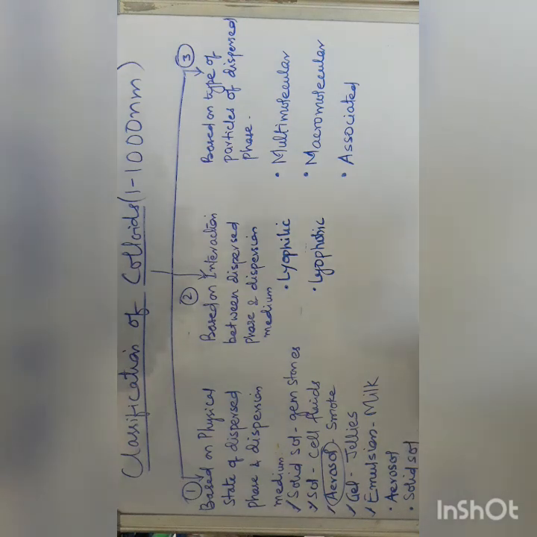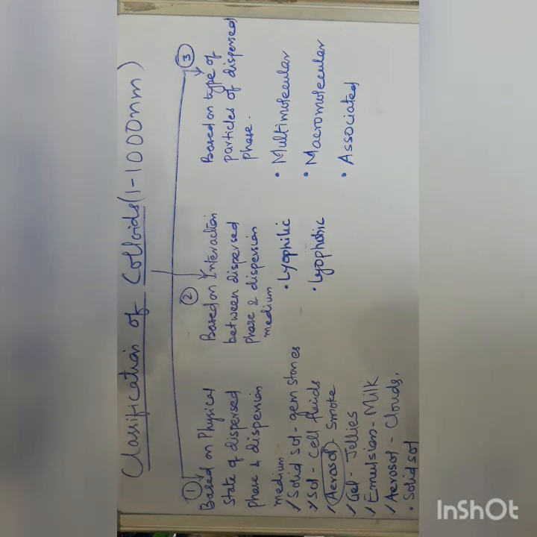When dispersed phase is liquid and dispersion medium is gas, then such colloids are also called as aerosols. I repeat, when the dispersed phase is liquid and dispersion medium is a gas, such colloids are also called as aerosols. So clouds come in this, mist, fog, they are also liquid-gas colloids which are called as aerosols.